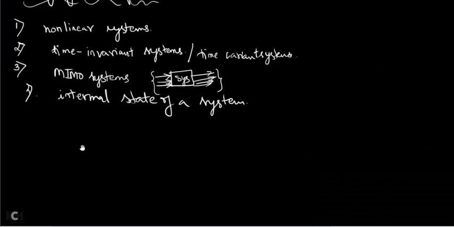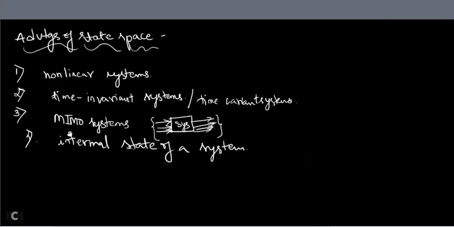Now, what are the advantages of state space? Previously, you could use the transfer function also to derive, design and analyze the control system. Now, why do you want state space though you have the transfer function method? Because the state space method can be applied for nonlinear systems, and time invariant and time variant systems also. State variable method can be used for MIMO systems, multiple input, multiple output systems. Okay, whereas the transfer function method can only be applied for single input, single output systems.